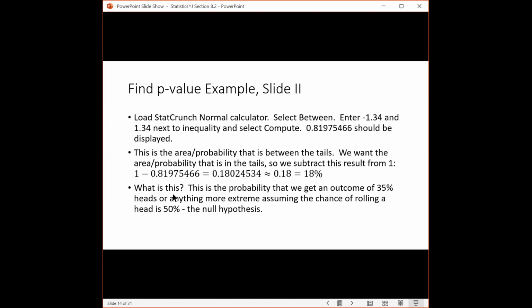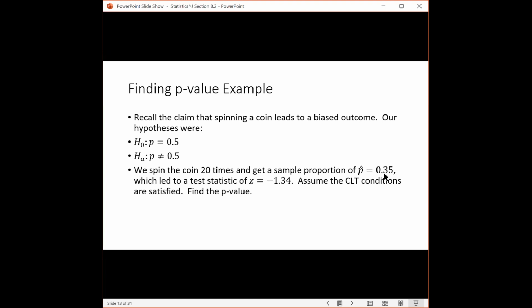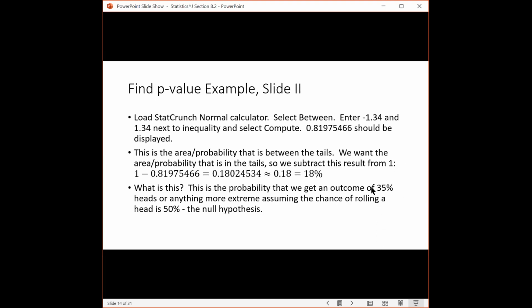How do you interpret this? What is the p-value? The p-value is the probability that we get the sample outcome. The sample outcome was 35%. So it's the probability that we get the sample outcome, assuming that the null hypothesis is true, which is that the percentage of heads you should get is 50%.